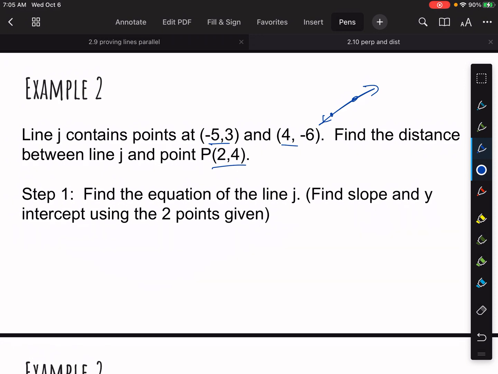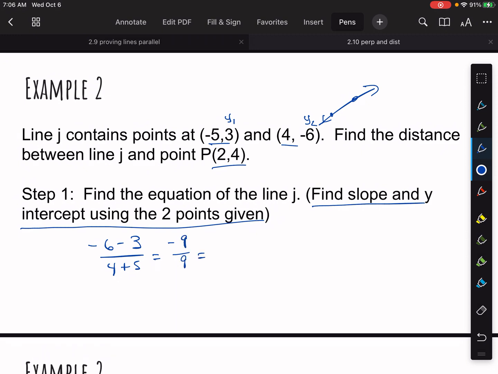So what we have to do, and I give you a reminder here, is find the slope and the y-intercept using the 2 points given. If I do that, I'm going to do the change in y. So this is y1, this is y2. So I can say -6 minus 3 over, and then I do the same thing with my x's, so it'd be 4 minus -5, so that'd be 4 plus 5. So I get -6 minus 3, which is -9, over 4 plus 5, which is 9. So that reduces to -1.